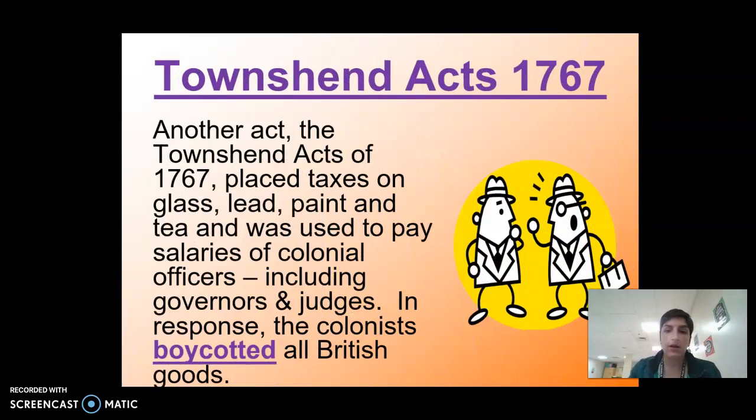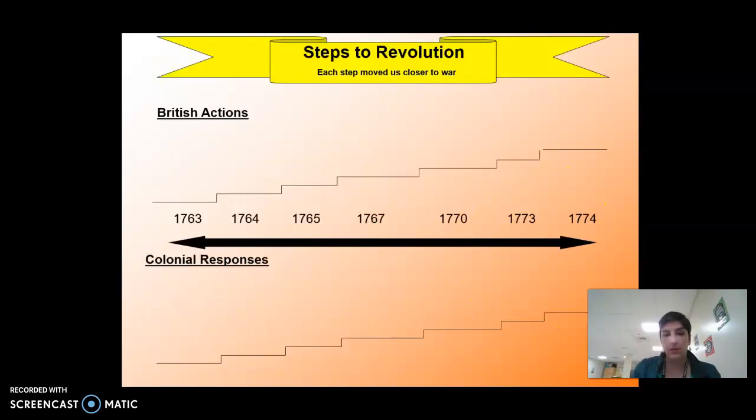The Townshend Acts of 1767. Another act, the Townshend Acts of 1767, placed taxes on glass, lead, paint, and tea, and was used to pay salaries of colonial officers, including governors and judges. In response, the colonists boycotted all British goods. So they just kept taxing more items, but this time the money went to British people who were put in as governors and judges in order to pay for their salaries.